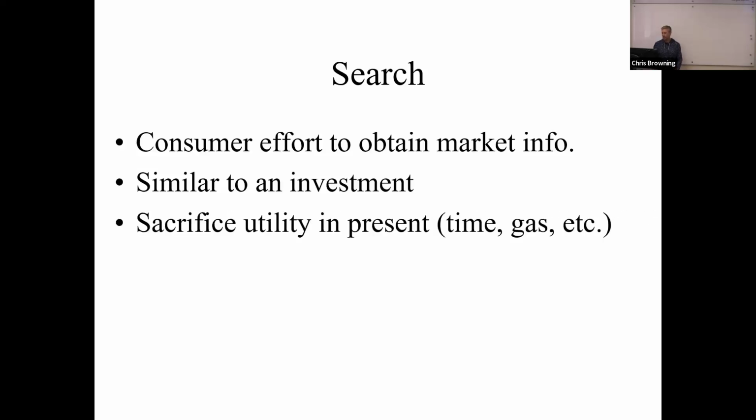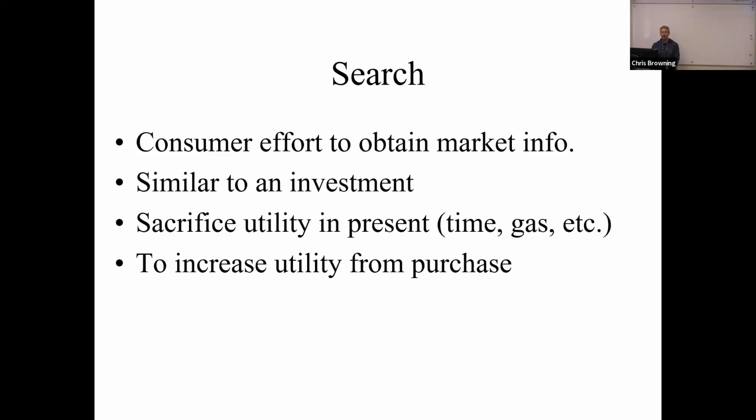All right, so what is search and when will we search? Okay, so search is a consumer's effort to obtain market information. We can think of this as an investment, right? Because we know that the acquisition of information is going to have an opportunity cost. Okay, so how much effort we place into the acquisition of information through search is going to be based on the cost benefit of that search. Okay, so we're willing to sacrifice some current utility for future long-term total utility gains.